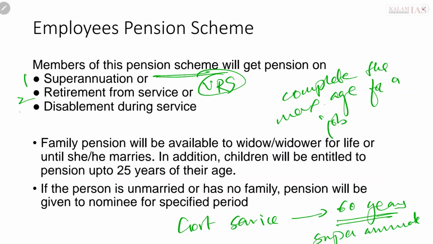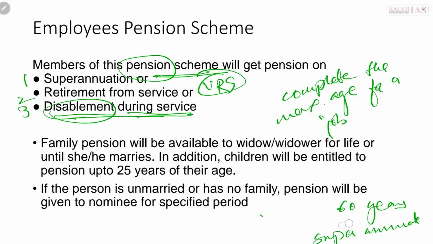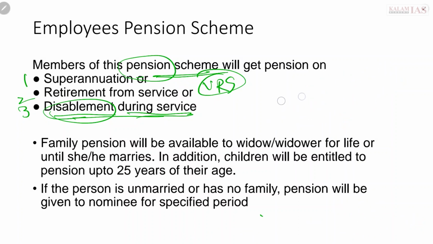And the third one is disablement during service. So if something happens to you while you're presently serving in the capacity as an employee, if something happens to you that causes disablement, then also you will be entitled to pension from that age. So these are the three circumstances in which the pension scheme will commence, either upon superannuation or upon retirement or upon disablement.